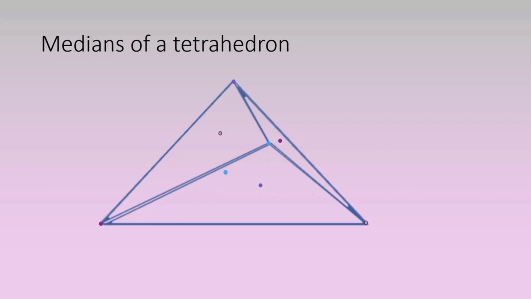Then the median of a tetrahedron is a line segment that connects a vertex on the tetrahedron to the centroid of the triangle that is opposite to that vertex. So for example, there's one median, there's another median, and there's the other, and there's the other. Okay. This means that every tetrahedron has 4 medians.